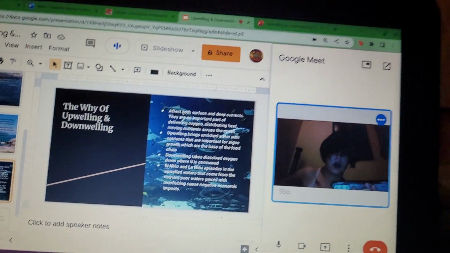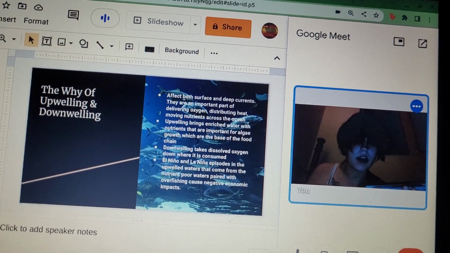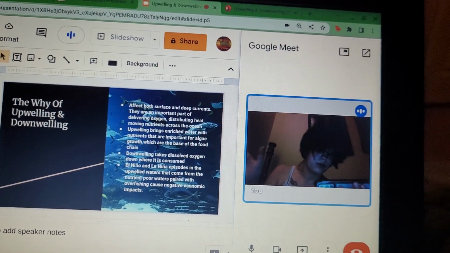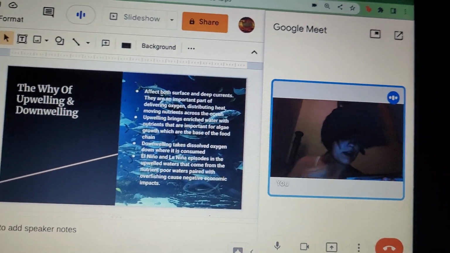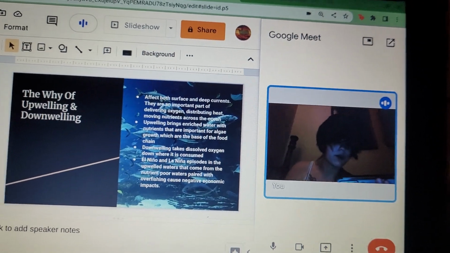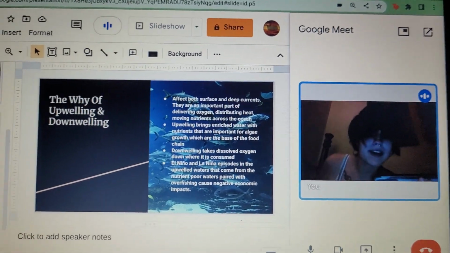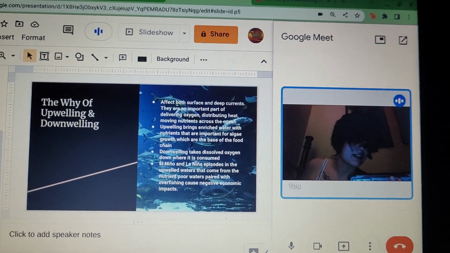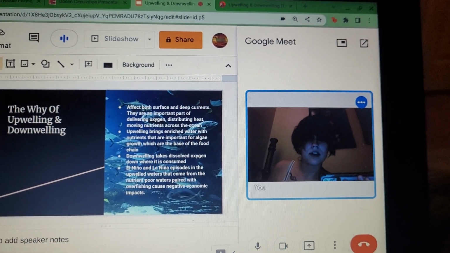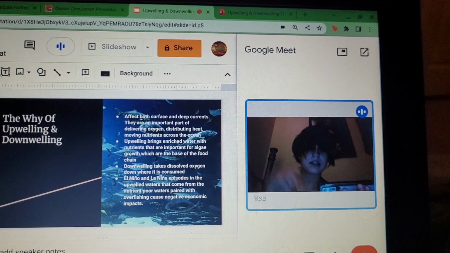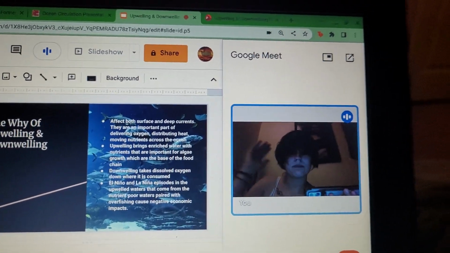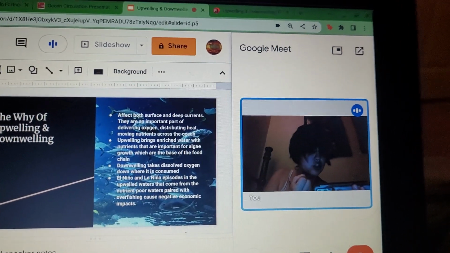Upwelling brings all of that enriched water to the phytoplankton and algae and everything like that, which are the basis of the food chain. If we didn't have that, we die. And everything else in the ocean would die. Downwelling takes all that dissolved oxygen down where it can be consumed by things.